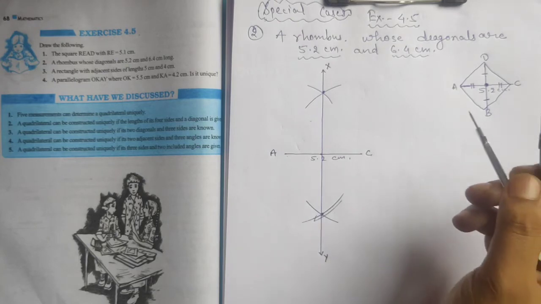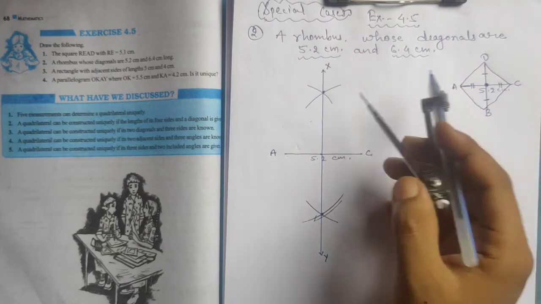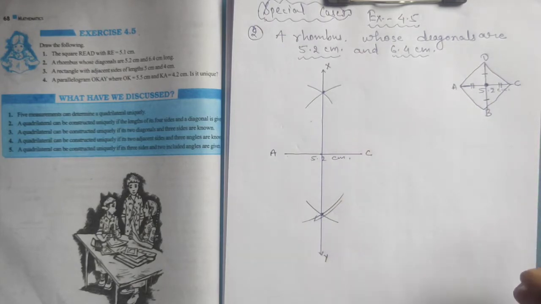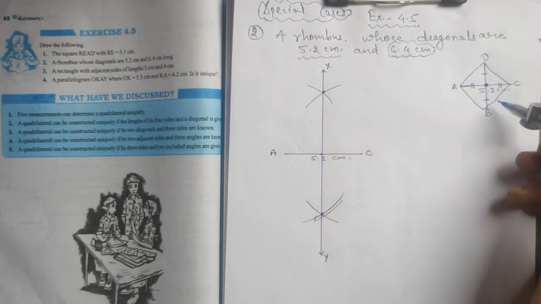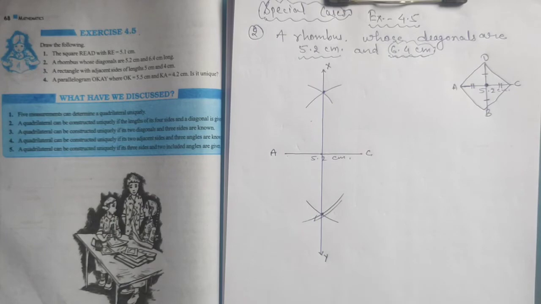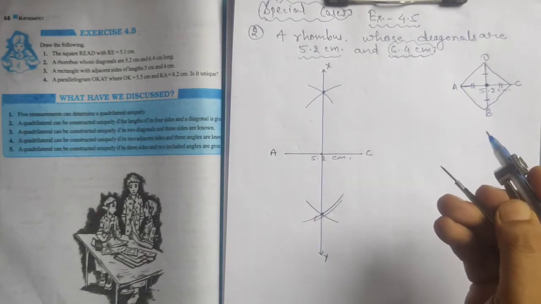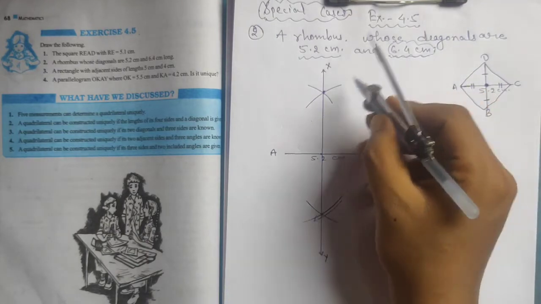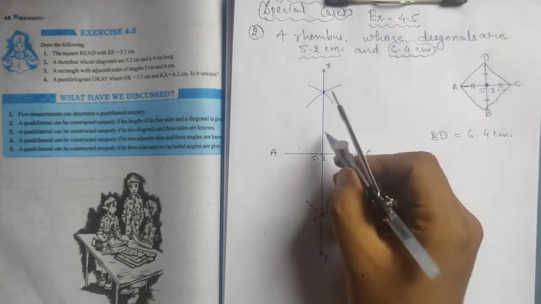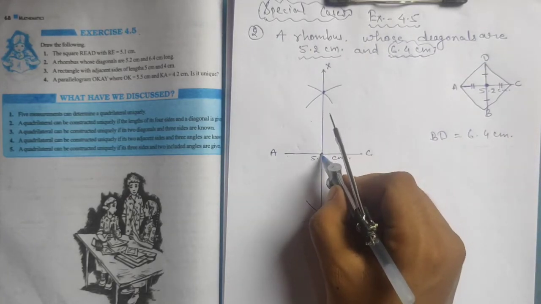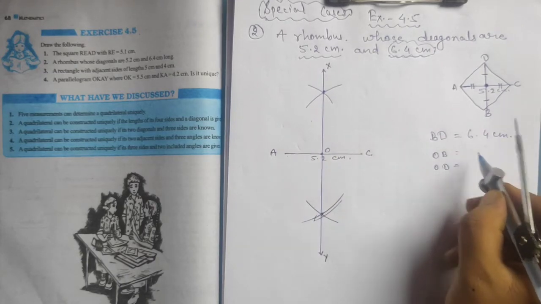Okay, now we have to find the second diagonal. We have to use the second diagonal's length. The second diagonal is of 6.4 centimeter, so BD is equal to 6.4 centimeter. These are not yet points B and D; we have to find points B and D. If the total length of BD is 6.4 centimeter, then we take its half. Suppose the intersection point is O. So OB and OD are each equal to half of it.